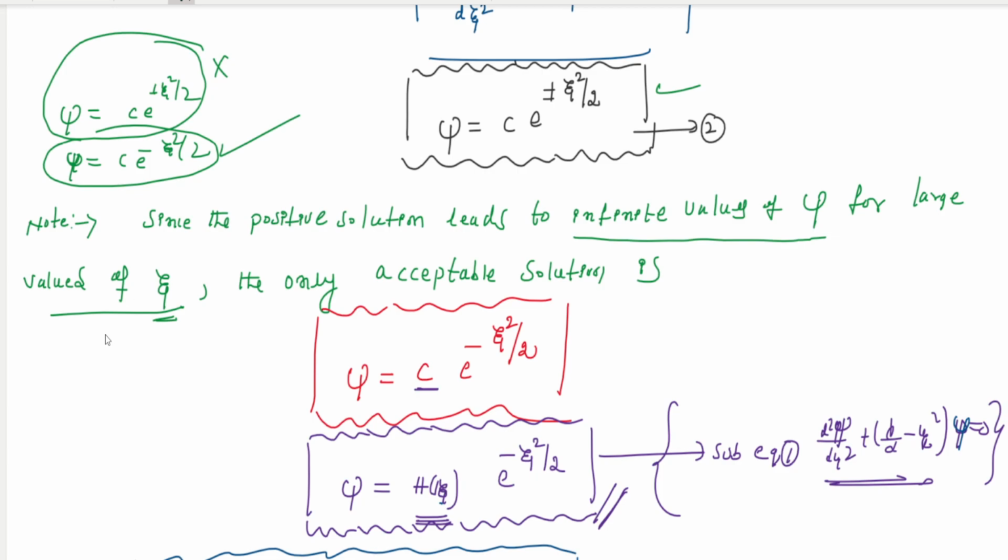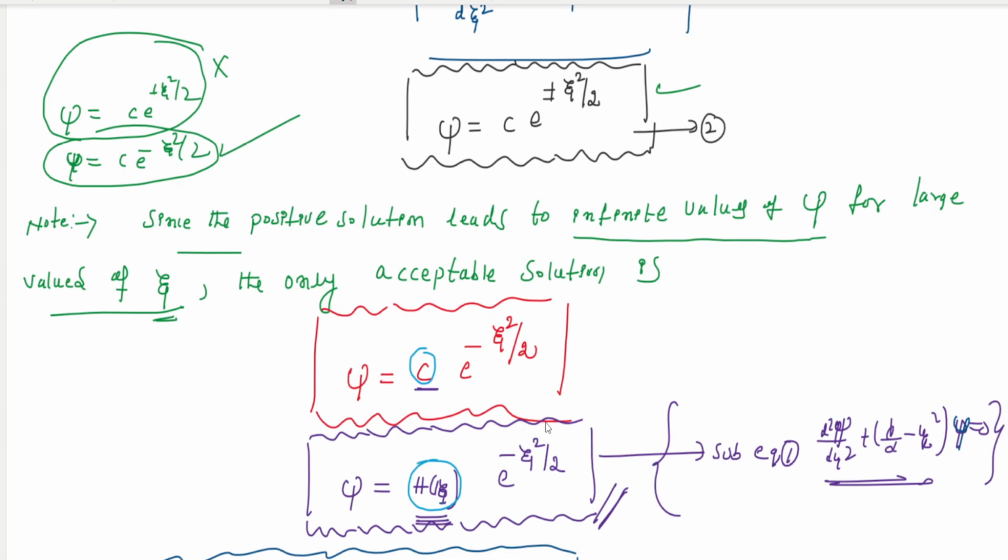Two solutions are there, one is plus, another one is minus. This is the reason I am taking minus xi square divided by 2 instead of plus. Okay, so far so good. In place of the constant c, I am using the Hermite function H of xi. Okay, this is the solution.